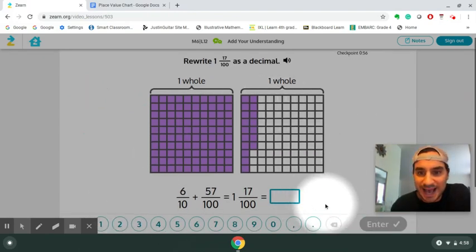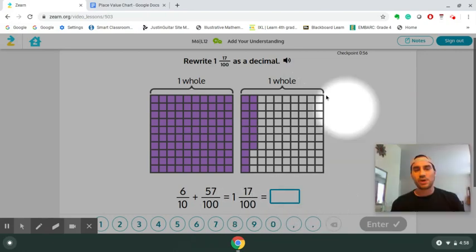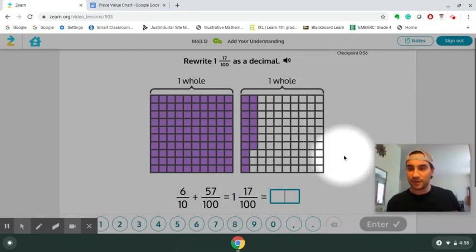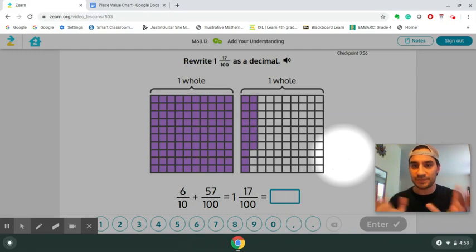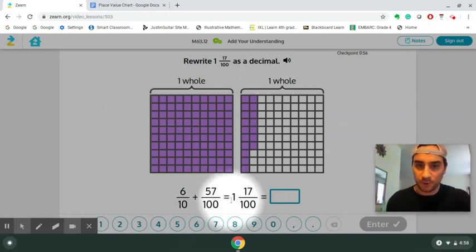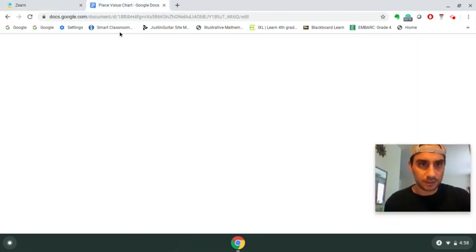Okay, they want us to do this as a decimal. Well, here's where our place value chart's going to come in handy. I really need you to think about both parts of this mixed number. You have your whole part and your fraction. Say the whole part with me. 1. Very nice. Let's go ahead and come right over to our place value chart. We're going to do this again.